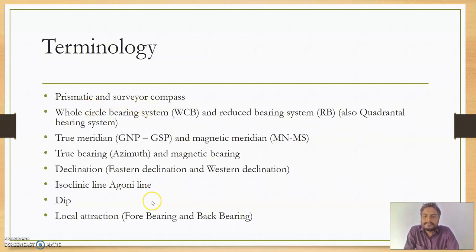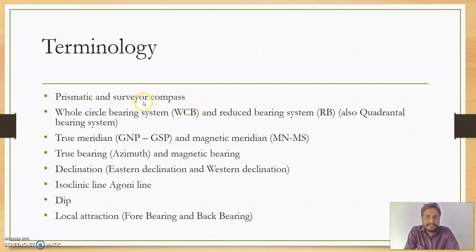These are the basic terminologies which are used in compass survey. In compass survey, there are two compasses. One is prismatic and another one is surveyor compass. In the prismatic compass, you can get the graduation 0 degree at south, 90 degree at west, 180 degree at north, 270 degree at east, and 360 degree at south. It is in clockwise direction.